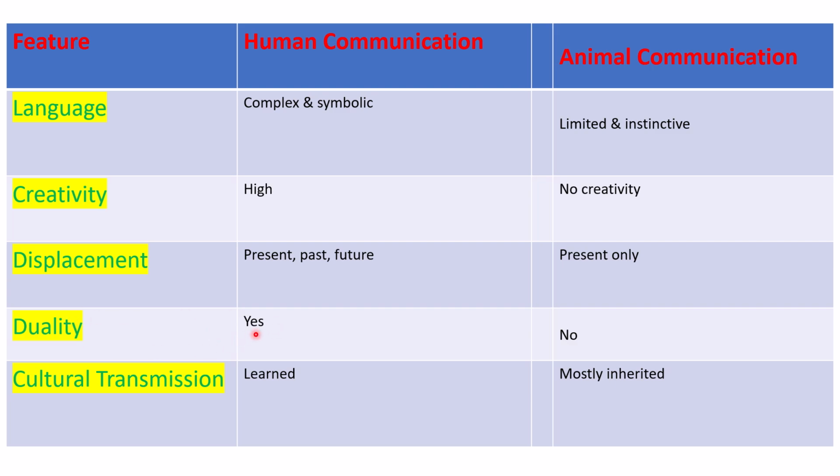Human language has duality. It operates on two levels. Meaningless sounds, letters of the alphabet, combine to give a meaningful word. So it has a duality pattern. Animals do not have that feature. Cultural transmission: language is learned. Humans learn a language from their parents, surroundings and society, whereas animal communication is inherited.